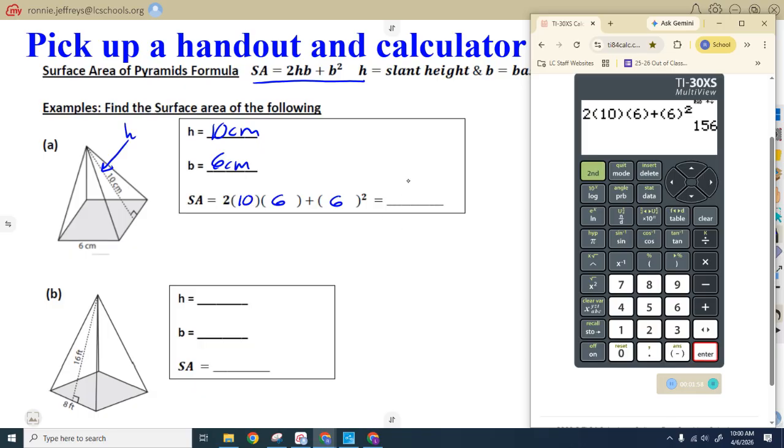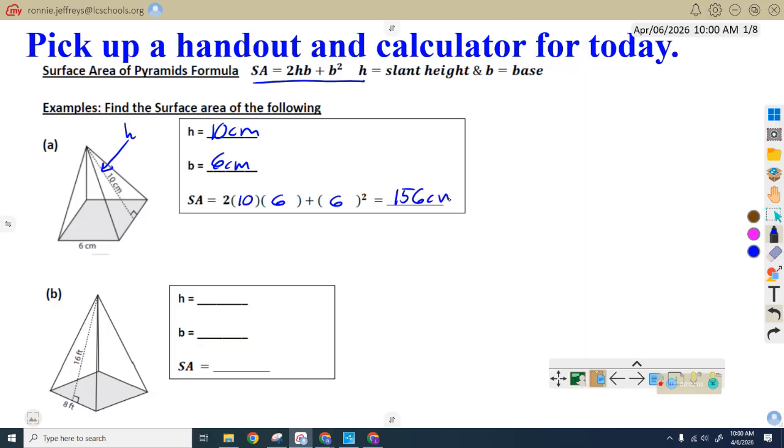And we'd get 156 centimeters what? Squared, because it's area. Now with example B, you don't have all those little blanks to fill in, but it's the same process. What is our slant height? 16. Our base would be 8.